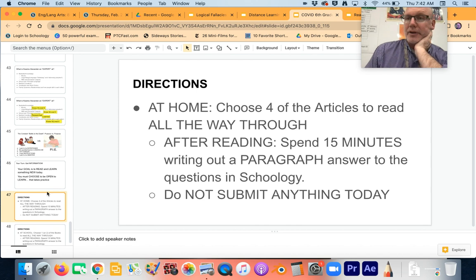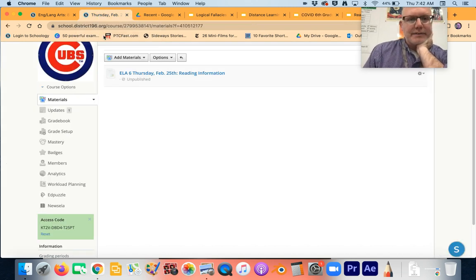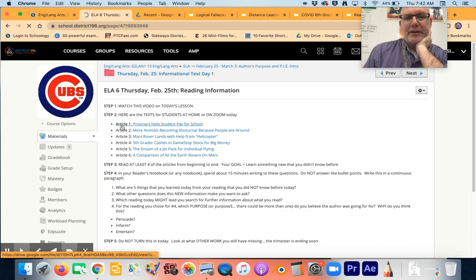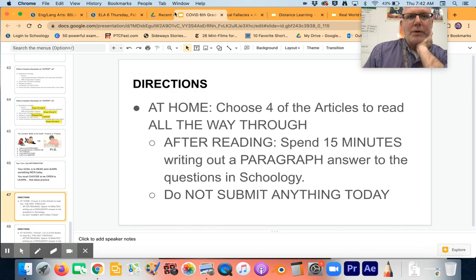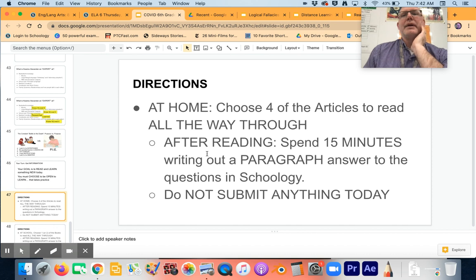Here are the directions. If you're at home, I have 6 articles here in Schoology, right here, okay? Reading information. Look at these 6 articles right there. If you are at home or you're on Zoom with me, I want you to read at least 4 of these. They're very short. Read them all the way through. Read them to learn. And then what I mean is try to learn something new that you didn't know, which means you're going to have to process. That might take some questions. You might have to ask me. You might have to ask someone else.